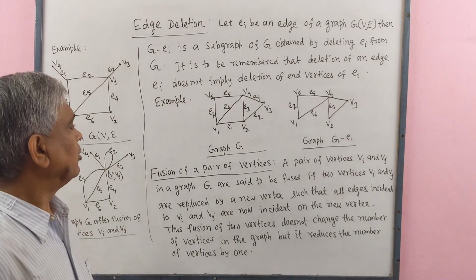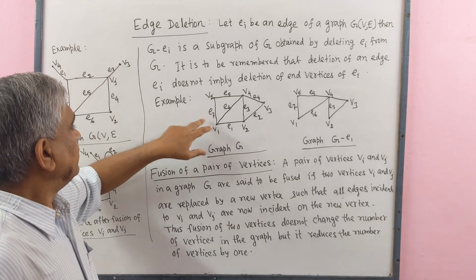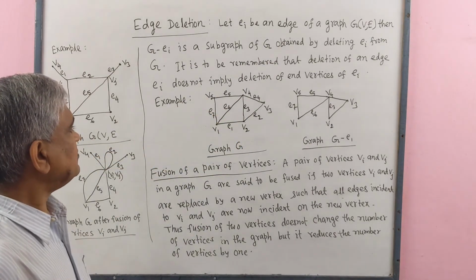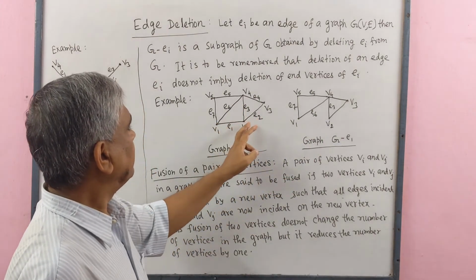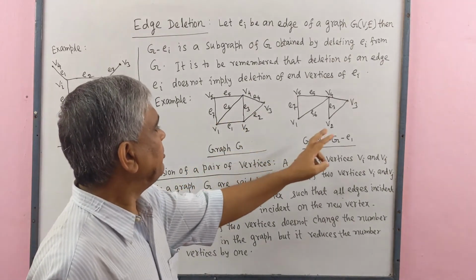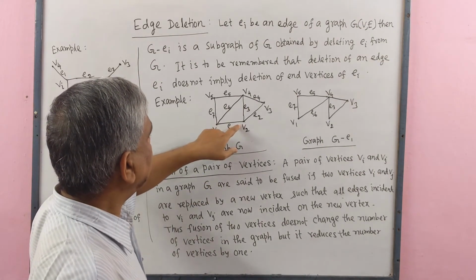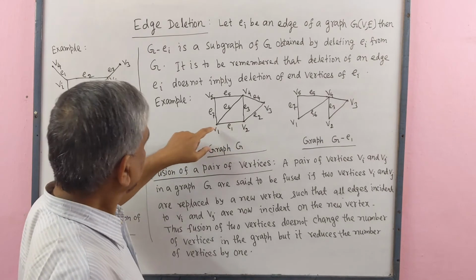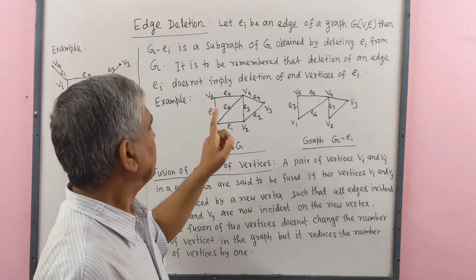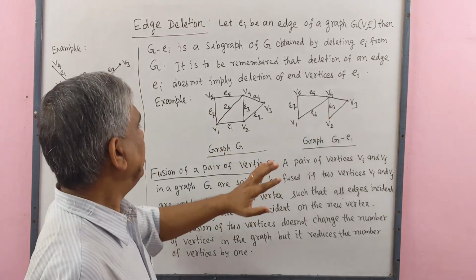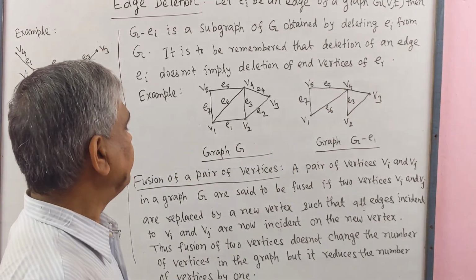By an example, we clear this concept. This is a graph G. Here we delete the edge E1, this edge E1. So graph G minus E1 will be the graph except the edge E1. Here vertices V1 and V2 remain at their previous position and other vertices and edges will be in their previous position.